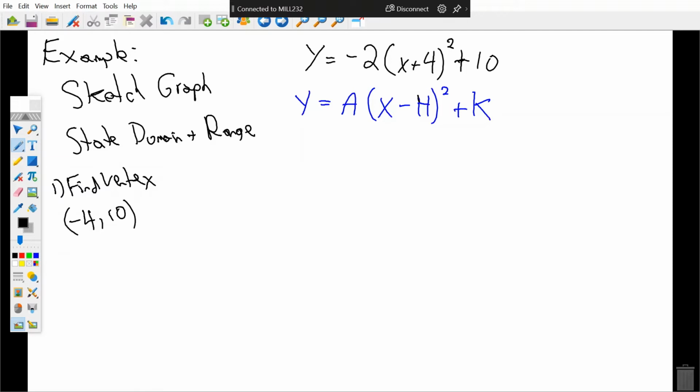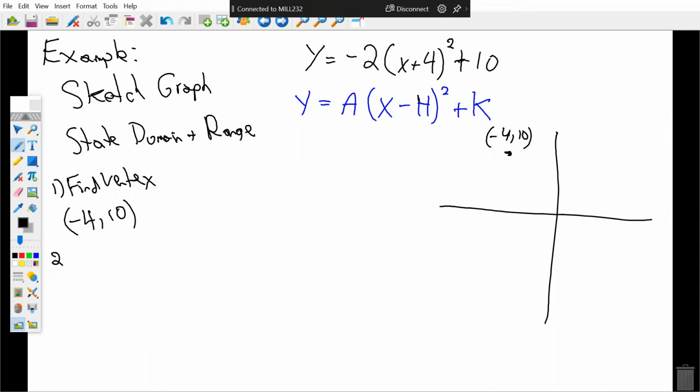Okay, so if we were to graph this, we can't yet, but we can get started. Put our graph over here. Our vertex is at negative 4 and 10, right here. We see the a value is negative, so this graph is going to open down. In order to graph it, we need to find two more points on the graph, okay?